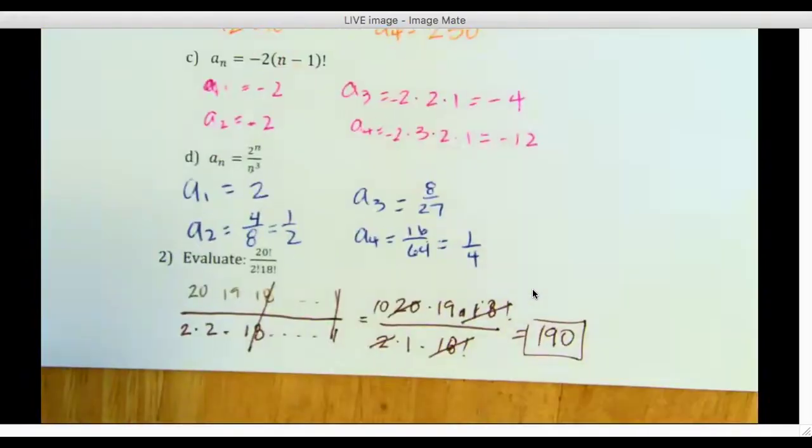Okay. And that actually brings us to the end of section 1.